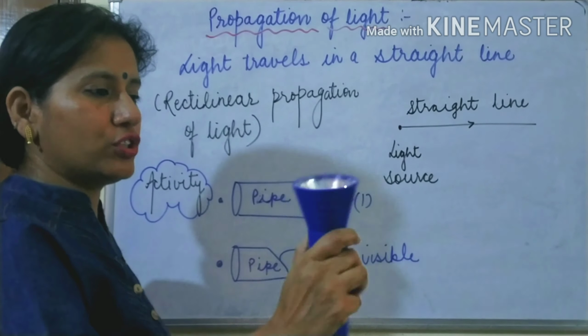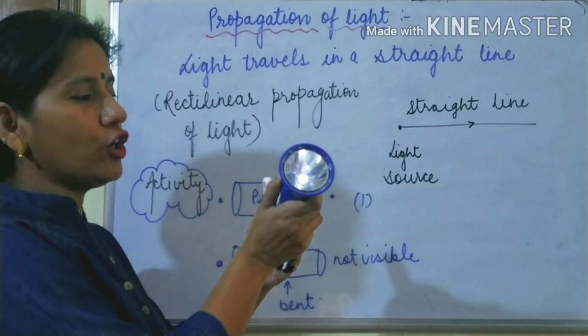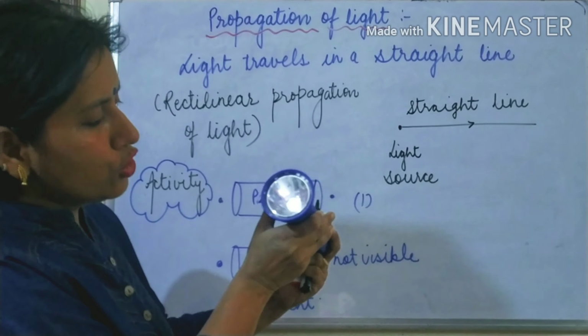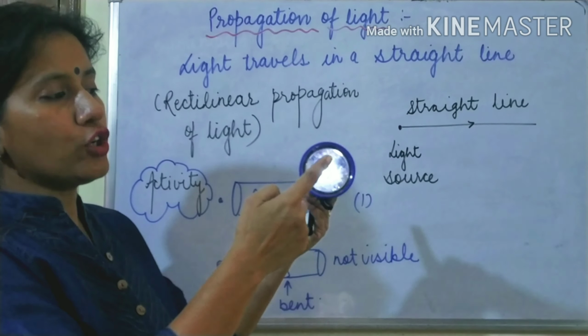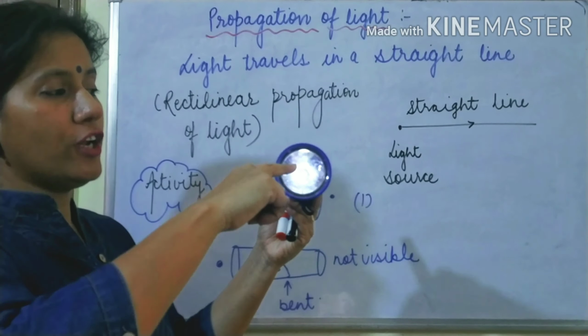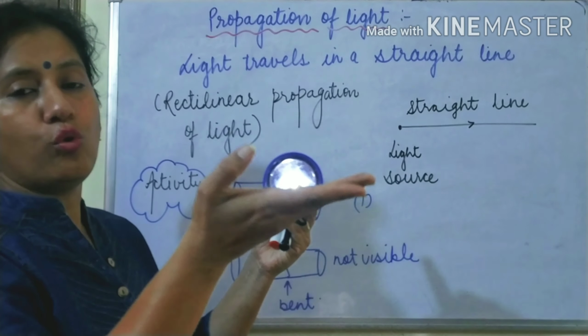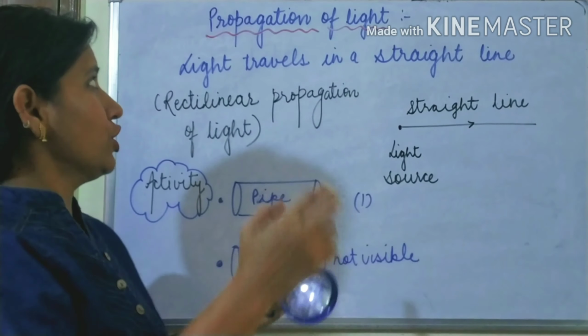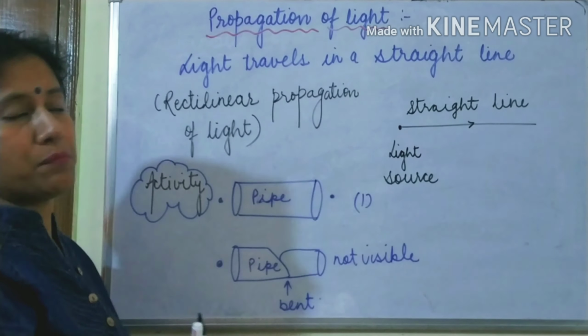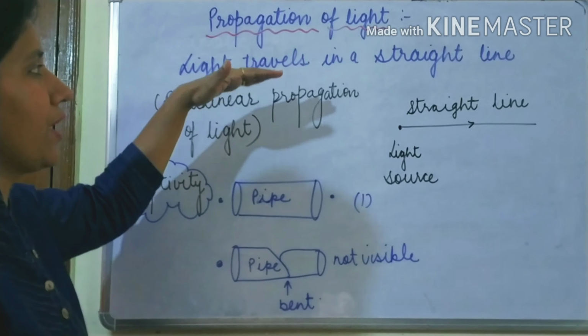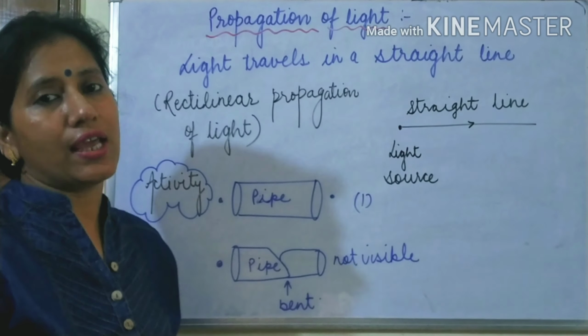So this torch, if I turn on the light of this torch, what will happen? The light always goes straight. It will not move up, it will not move down, it will always move straight. So propagation of light means that light always travels in a straight line.